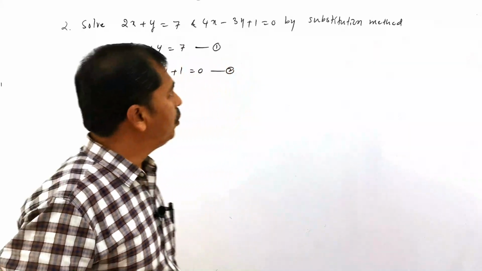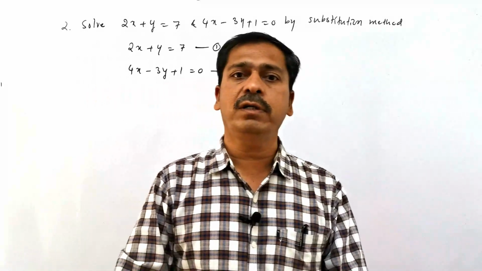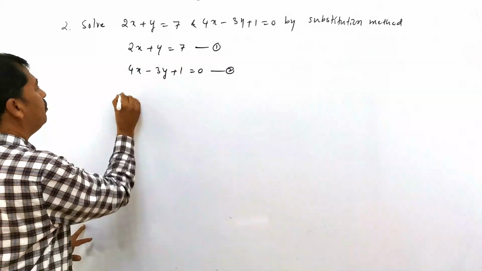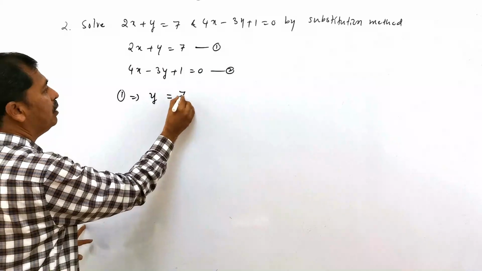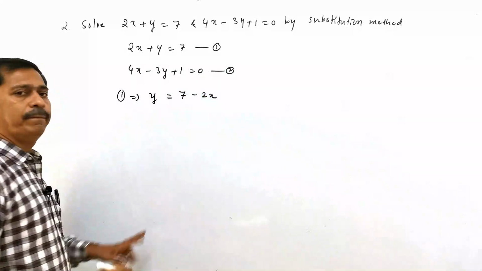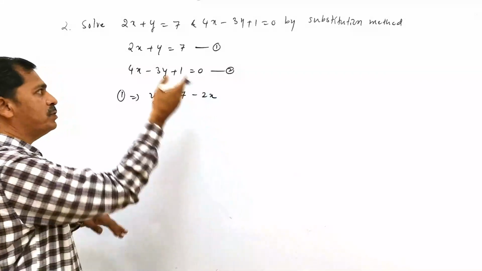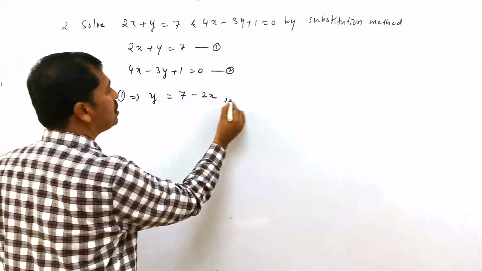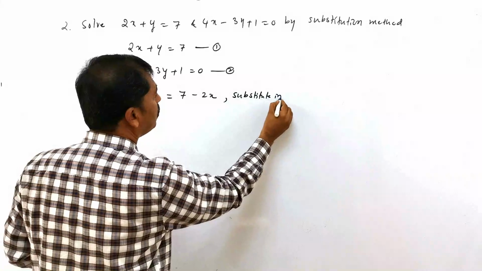So in this method, what do you have to do? Actually you have to extract either the value of y or the value of x from either of the two equations. So it is better, I would like to take from equation number 1: y is equal to 7 minus 2x, you can write. This value that you have obtained, you substitute in equation number 2.